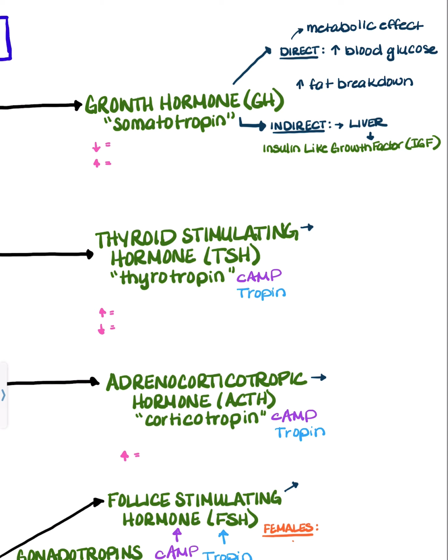So both of these help increase metabolism. The more glucose we have and the more fat we have, the more our cells can undergo metabolism. If we're increasing our blood glucose, that's the opposite effect of insulin, which tries to lower blood glucose. So we can also say the growth hormone has an anti-insulin effect.